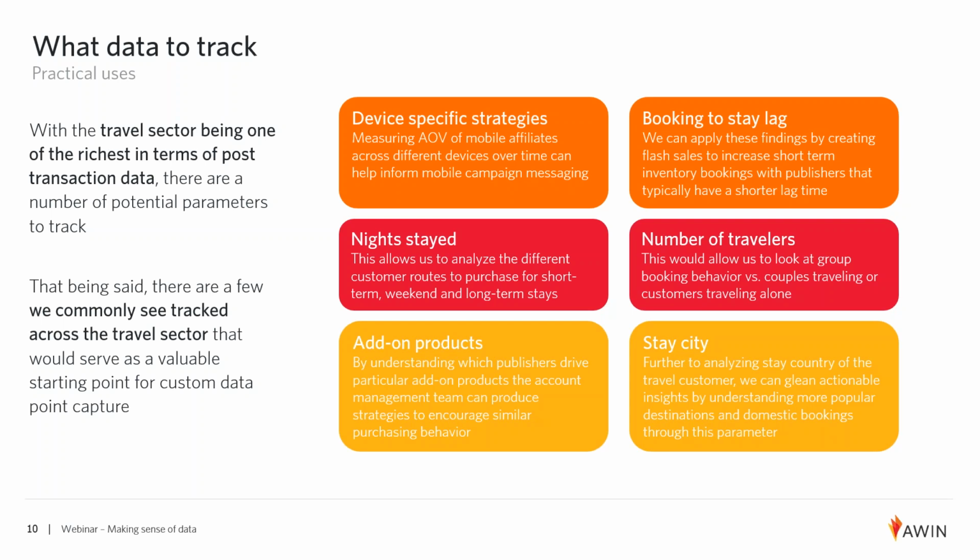Number of travelers. Could we use this booking behavior to target our message to the most engaged audience within our affiliate base? Perhaps you could use the Awin tagging tool to really identify which publishers cater to these audiences. Add-on products. By understanding which publishers drive particular add-on products, the account management team can produce strategies to encourage similar purchasing behavior. Stay city. Further to analyzing stay country of the travel customer, we can glean actionable insights by understanding more popular destinations and domestic bookings through this parameter.